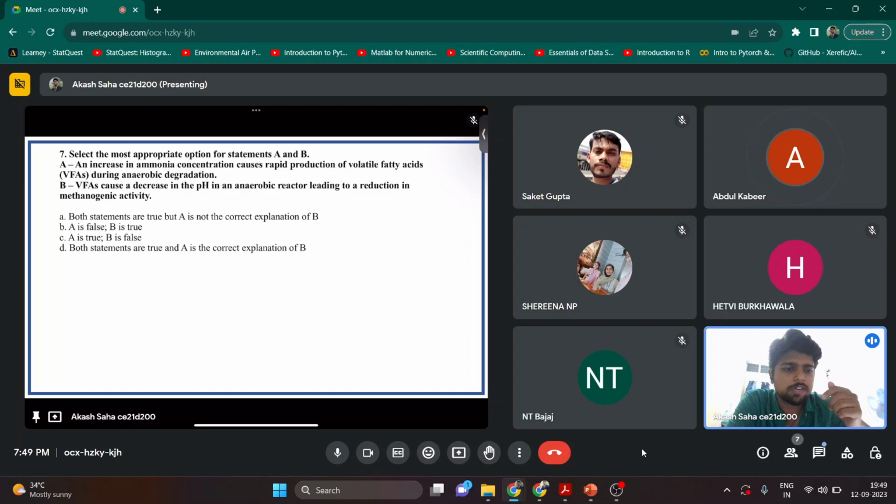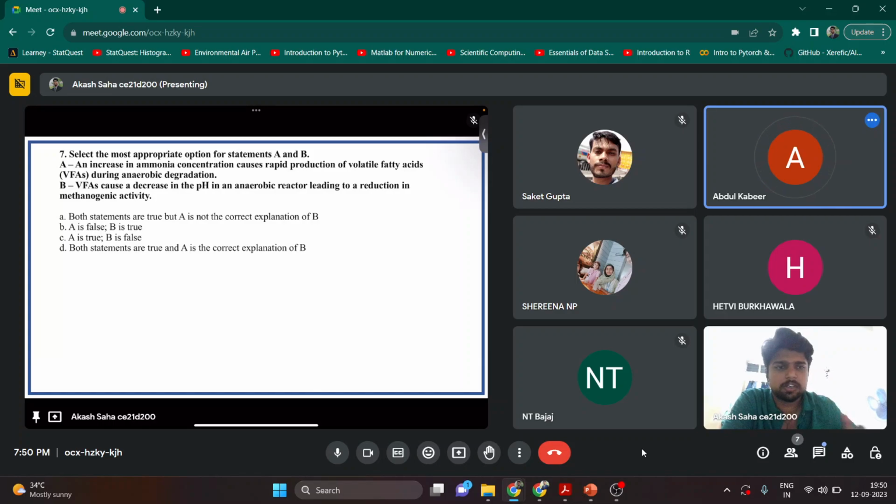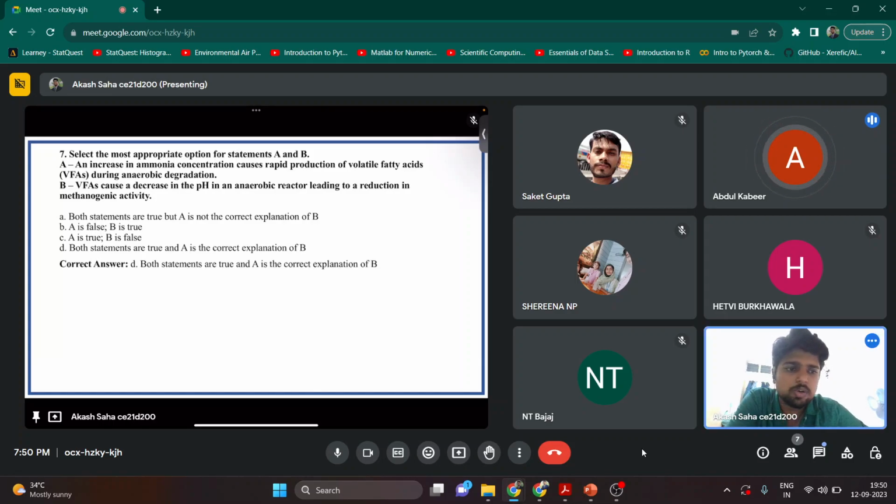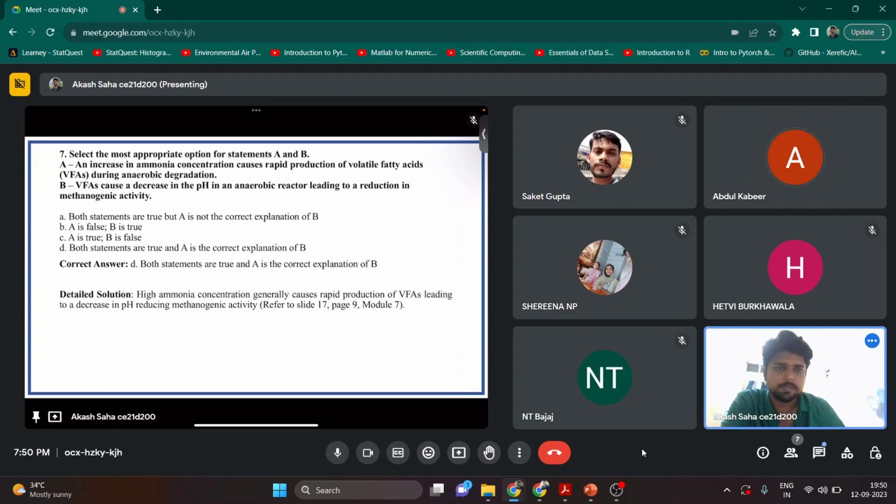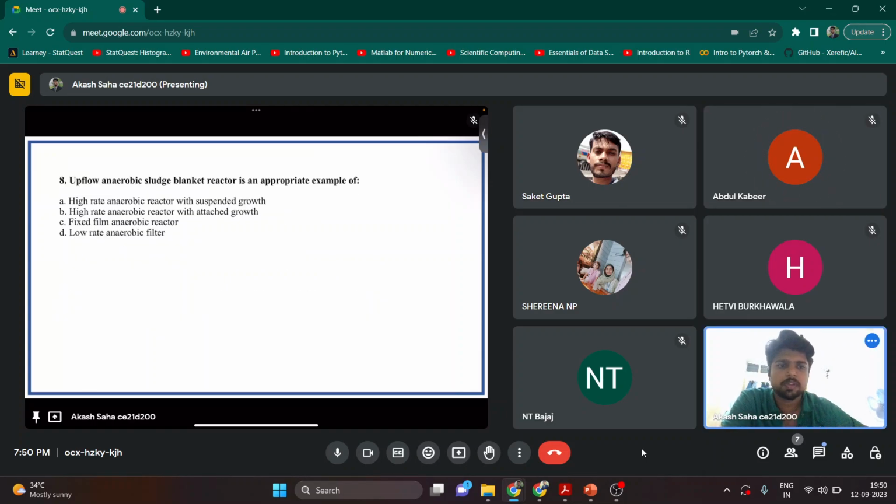Once the system pH goes down, the methanogens will not be very active. They are not able to survive at very low pHs, and they are not able to convert these VFAs into methane. So that's why the methanogenic activity will get reduced. So both statements are true, and A is the correct explanation for B. It is sequential. So both are correct.